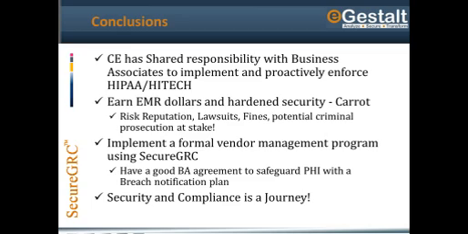So we recommend that every covered entity implement a formal vendor management program and have a BA agreement in place to safeguard PHI with a breach notification plan. And again, security and compliance is a journey. It's not a one-time event. I want to re-emphasize that. It's not a once a quarter or once a year event. It's a constant set of best practices and procedures that need to be followed.